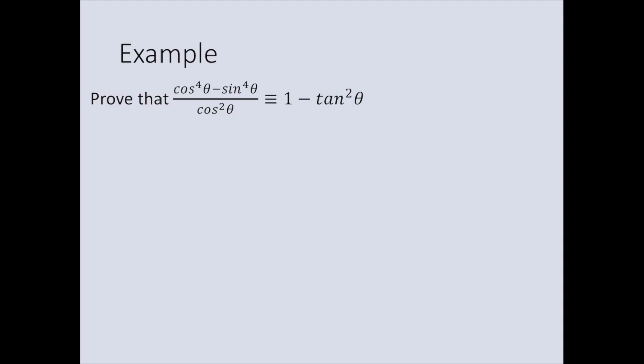Okay, this one's a proof. Prove that cos to the power 4 theta minus sine to the power 4 theta all over cos squared theta is equal to 1 minus tan squared theta.